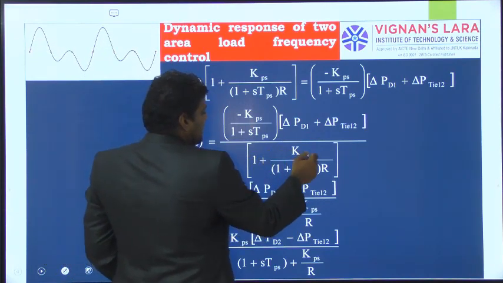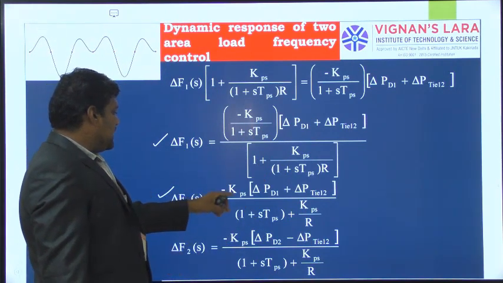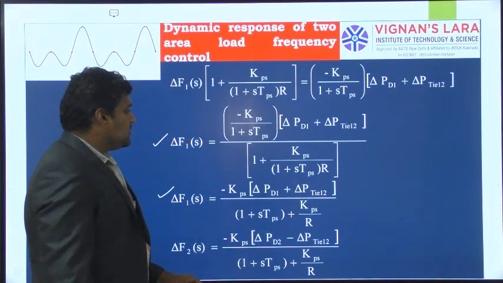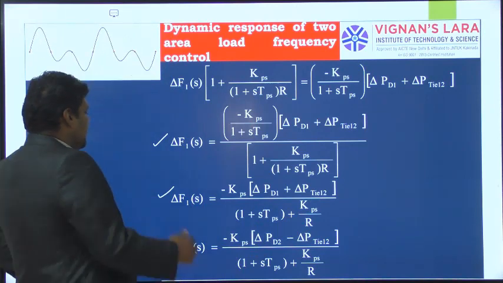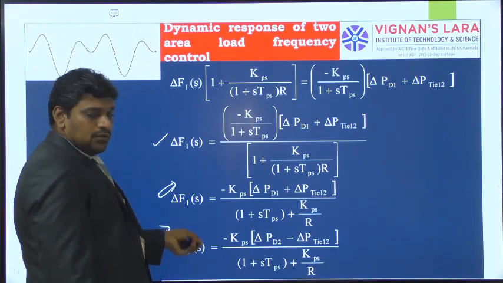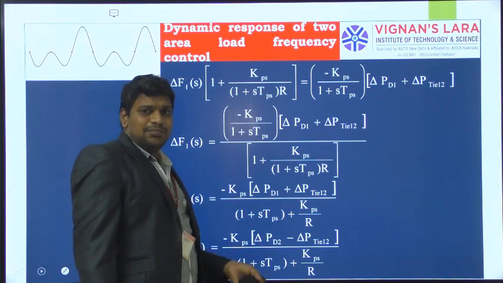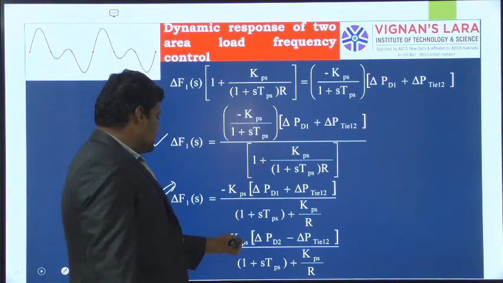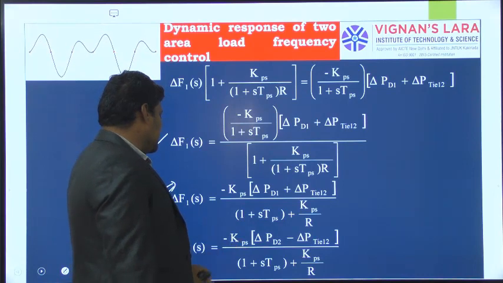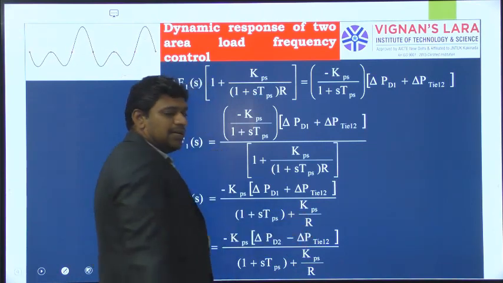If I replace R here, then KPS by R, so 1 plus S TPS will get cancelled. So minus KPS into delta PD1 plus delta PT12, divided by 1 plus S TPS plus KPS by R. So you have the direct expression for delta F1. In the same way, we have the direct expression for area 2 also. Delta F2 of S is equal to minus KPS, as we are considering KPS the same for both areas. Previously it was KPS2, now it is replaced with KPS, times delta PD2 plus delta PT21. Actually, here the term is delta PT21.